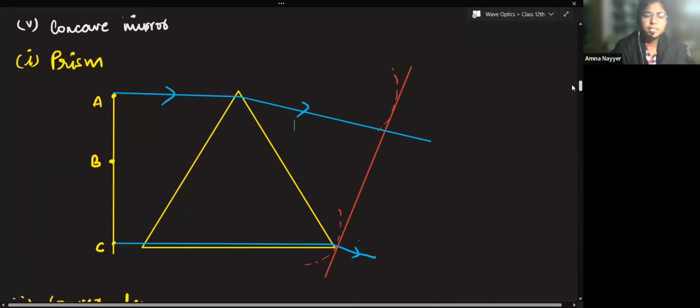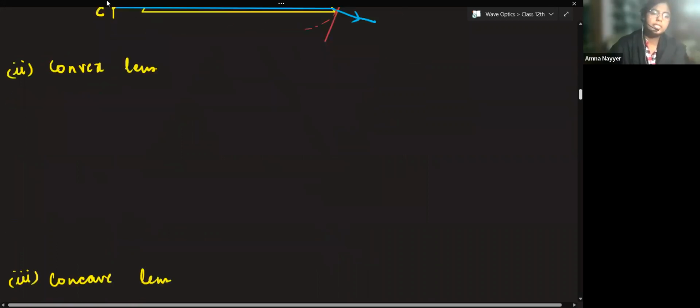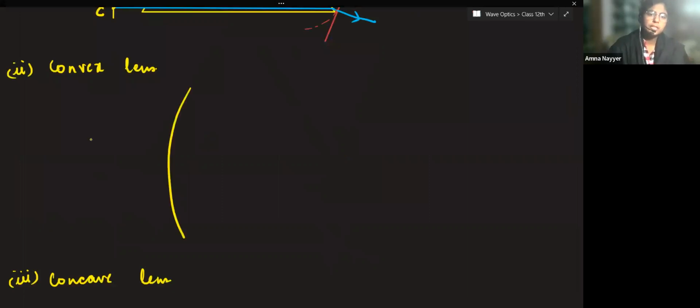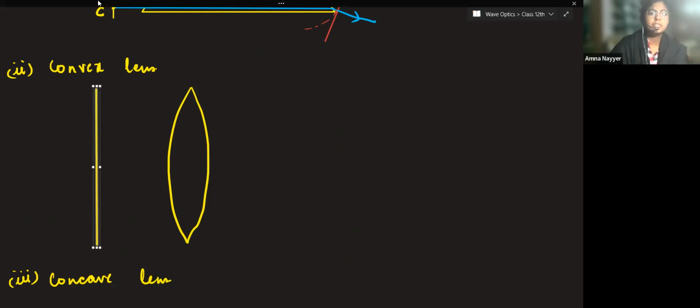So prism is this. Now talking about convex lens. See, for convex lens, what do you have? This is the convex lens. This is the incident wavefront. Now see, again, if you choose these points A, B, C, these are present at separate positions.